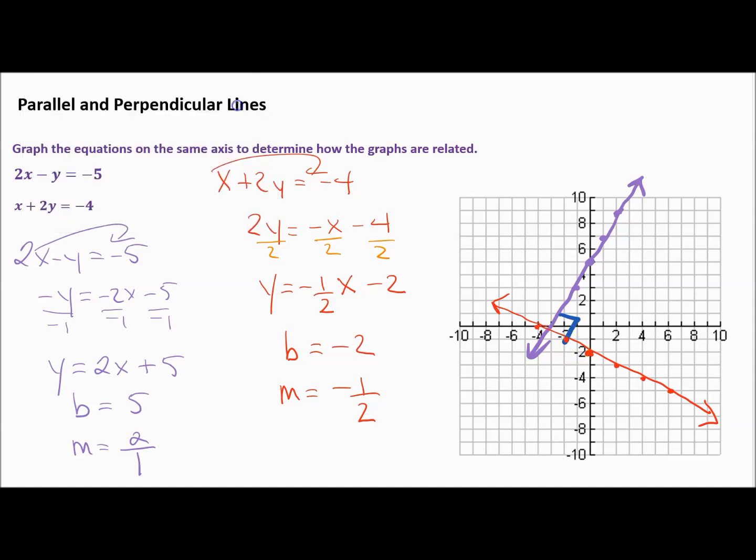Okay. Now, here's what I want you to take a look at. How are these slopes related to each other? So I have a slope here of 2 over 1 and a slope here of negative 1/2. So it turns out that perpendicular lines have negative reciprocal slopes. What in the world does that mean?